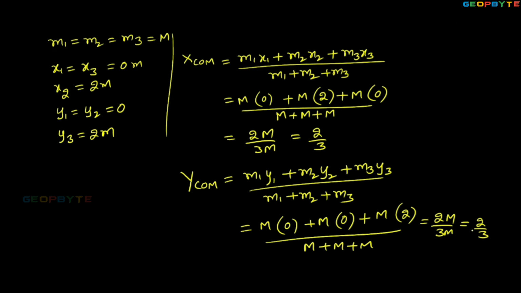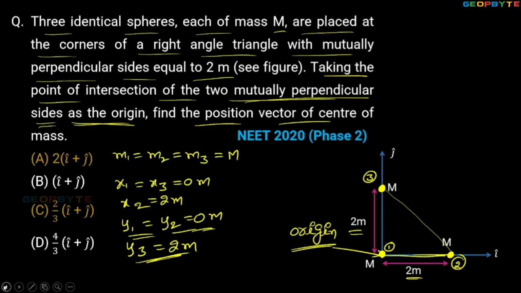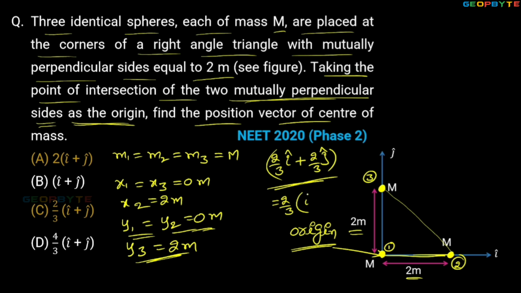Therefore, the position vector equals 2 by 3 i cap plus 2 by 3 j cap. That is the position vector of the center of mass. This can also be written as 2 by 3 into i cap plus j cap. Look at option C. Option C is absolutely correct. Understood clearly? Yes.